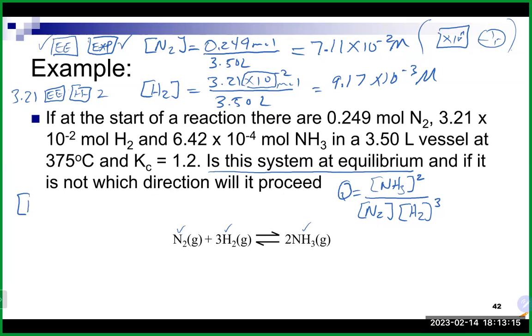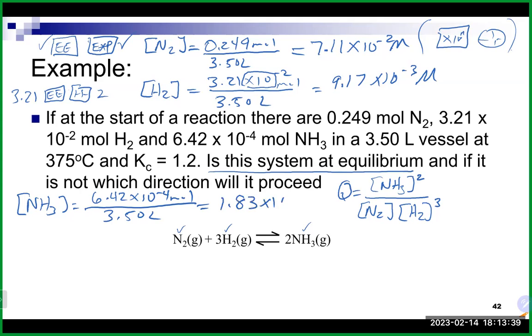All right, so lastly here, the NH3 concentration would be 6.42 times 10 to the minus 4 moles divided by 3.50 liters. So 6.42 times 10 to the minus 4 divided by 3.5. There we go.